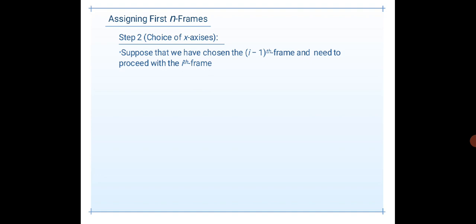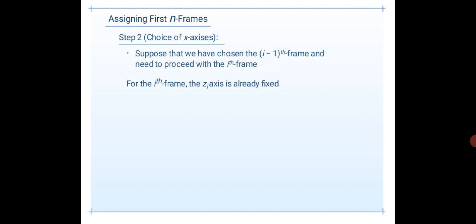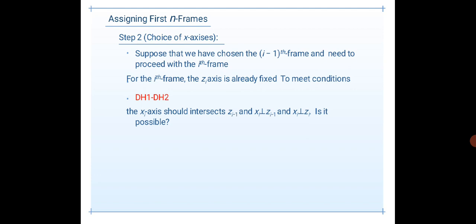This is the choice of x-axis. Suppose we have chosen the (i-1)th frame and we need to proceed with the ith frame. For the ith frame, the z-axis is already fixed. Of course, we know the z-axis is already fixed. And for the DH parameters, the x-axis should intersect z_{i-1}, that is, x_i should be perpendicular to z_{i-1}, and similarly x_i should be perpendicular to z_i.